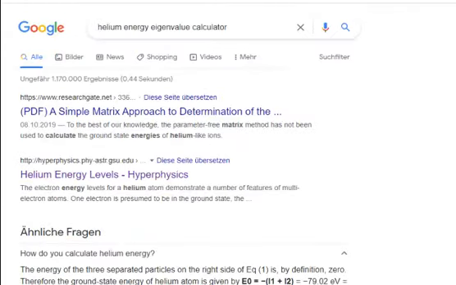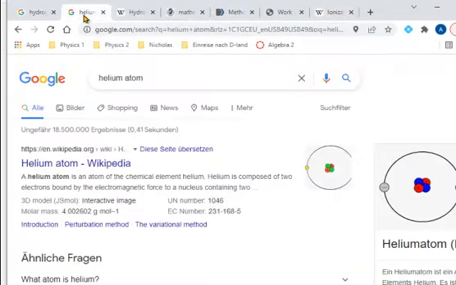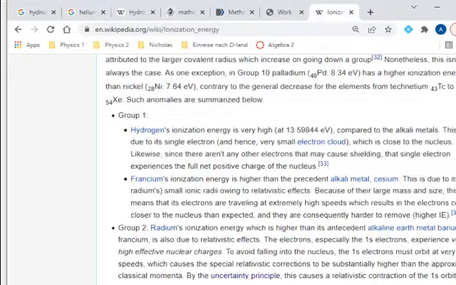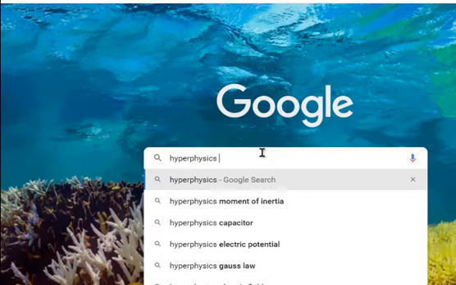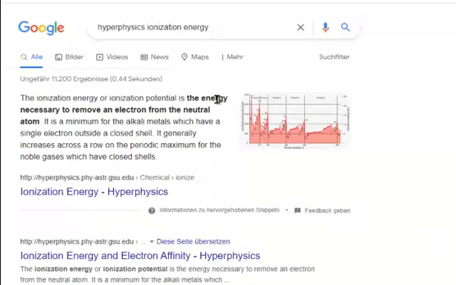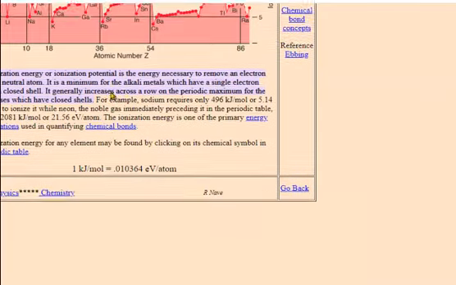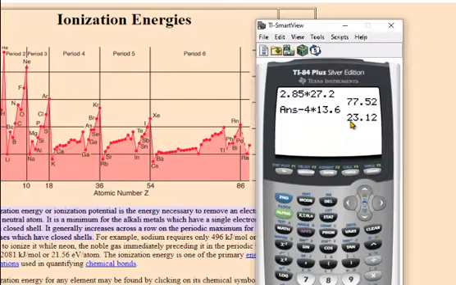Let me see if I find it again. It was on hyperphysics, I think. So hyperphysics, ionization energy. There it is, close to 25, and that's what I just computed a moment ago. We can see that here. There's the 25, so close to 25. And again, that's what I actually calculated right there. Again, it's actually a little bit larger. Okay, that's finally it.